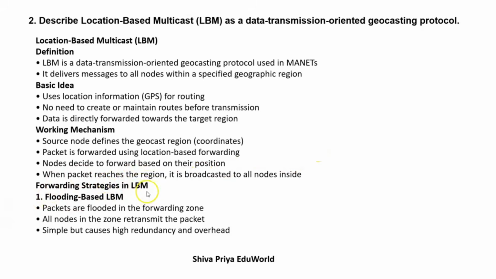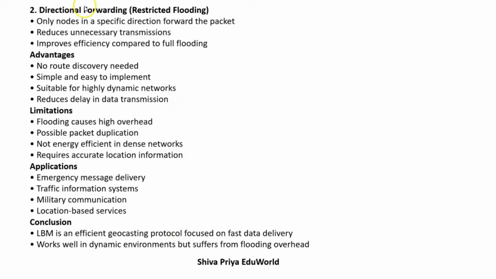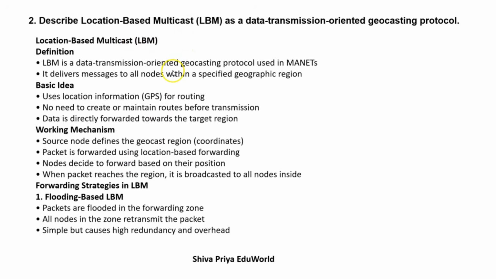Forwarding strategies in LBM. What are all the forwarding strategies? Flooding based LBM, which means packets are flooded into the forwarding zone, and all nodes in the zone retransmit the packet again. It is simple but causes high redundancy and overhead. The second one is directional forwarding, which means restricted flooding. Here only nodes in a specific direction forward the packet, and it reduces unnecessary transmission. It improves efficiency compared to full flooding.